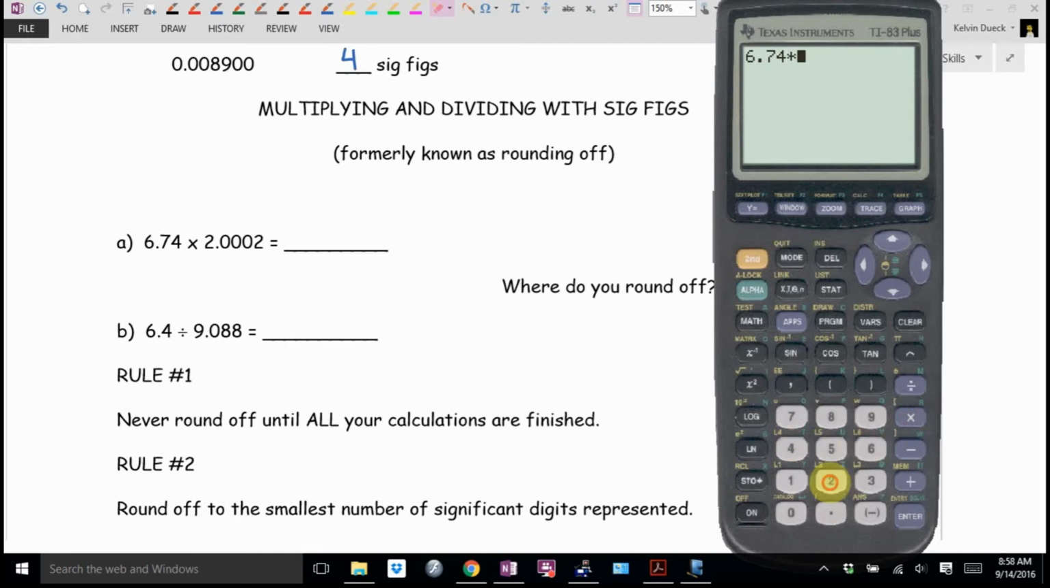.74 times 2.0002. I'll give you a hint. I'm probably not going to write that. Okay? But here in part A, because I think I have part A again later on.